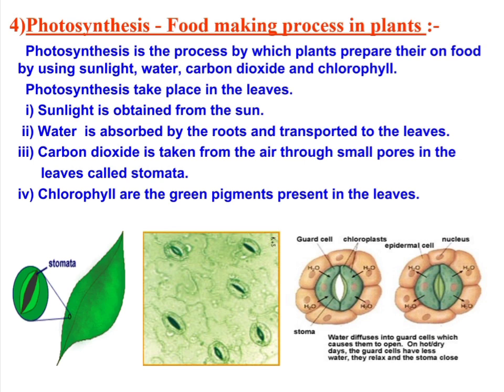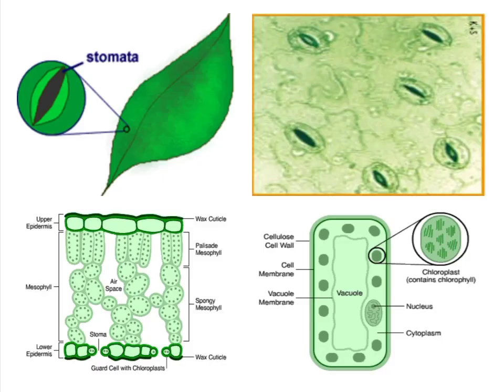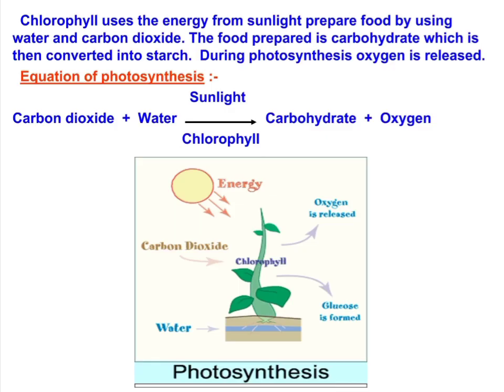As we can see in the figure, how stomata is present in between the leaves of a plant. Okay, so here we can clearly see the structure of stomata neatly and clearly. Okay, let's move further. So chlorophyll uses the energy from the sunlight to prepare food by using water and carbon dioxide. The food prepared is carbohydrate which is then converted into starch. During photosynthesis, oxygen is released.